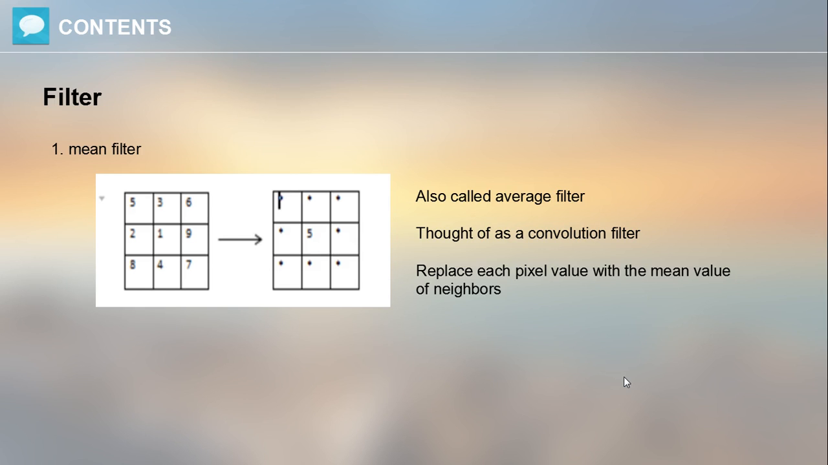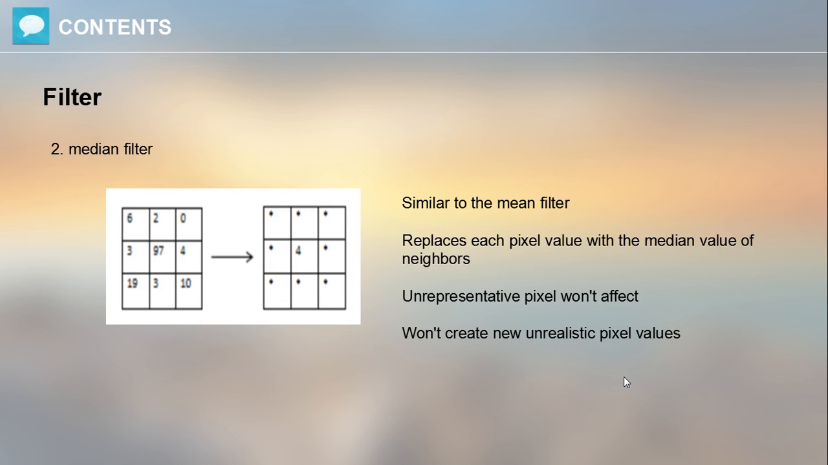The reason I tried the mean filter is that it is really simple. We also call it the average filter. It just replaces each pixel value with the mean value of the neighbors. So this is a kind of convolution filter, and as you see, it's really simple, but the performance of this filter is not good enough. Actually, it's really bad. So I tried another filter, which is the median filter.